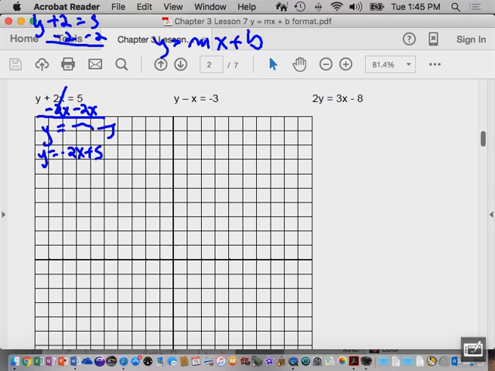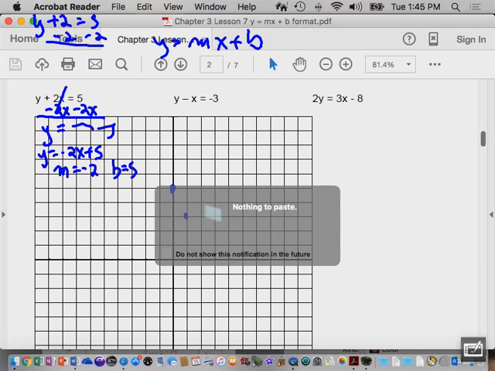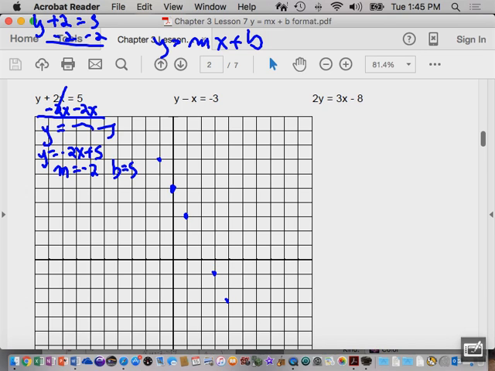So I take a look over here. I did my manipulation. Now I have y equals negative 2x plus 5. That means the slope is negative 2, and the y-intercept is 5. So I begin at 5: 1, 2, 3, 4, 5. That's the first mark that I make. Then I'm going to go down 2, over 1. Down 2, over 1. Do the back side here.